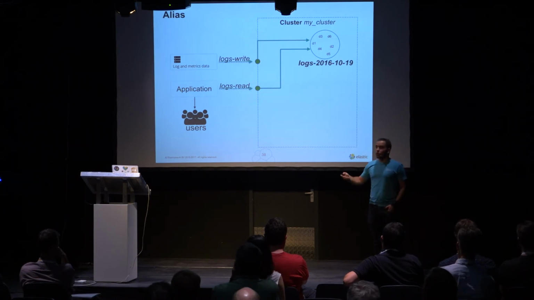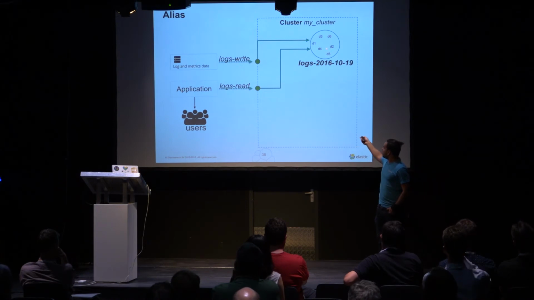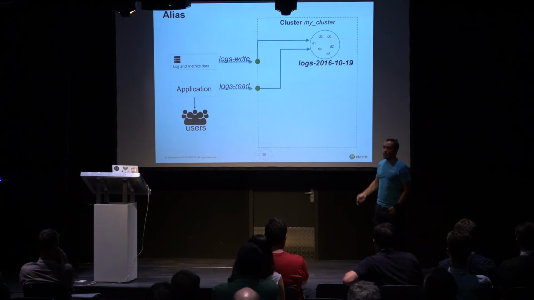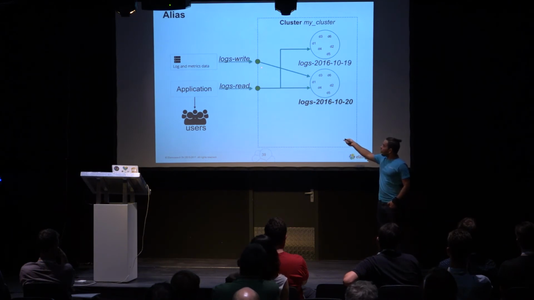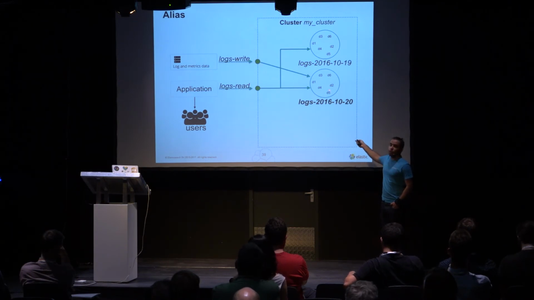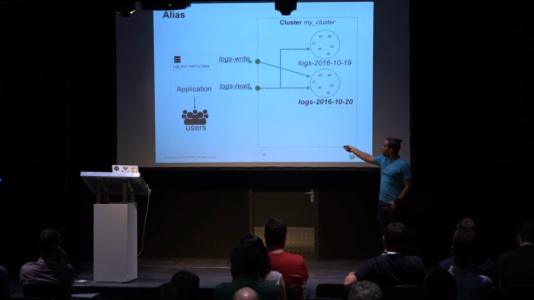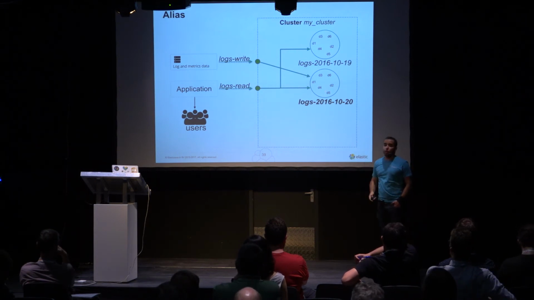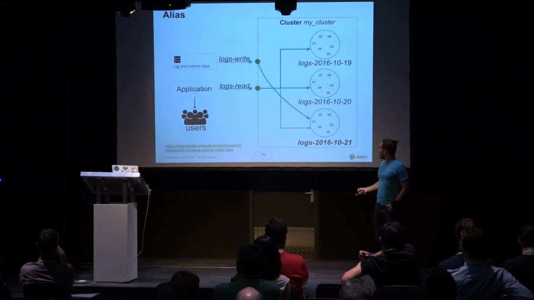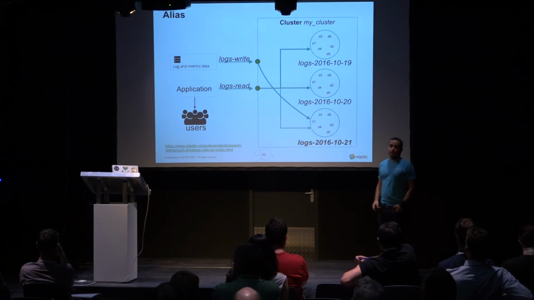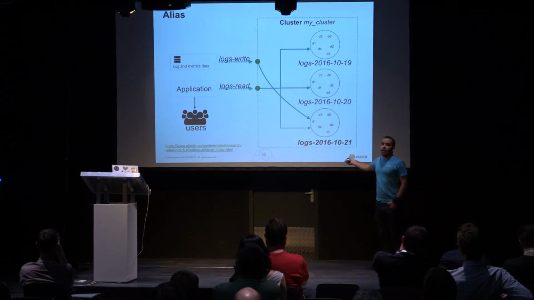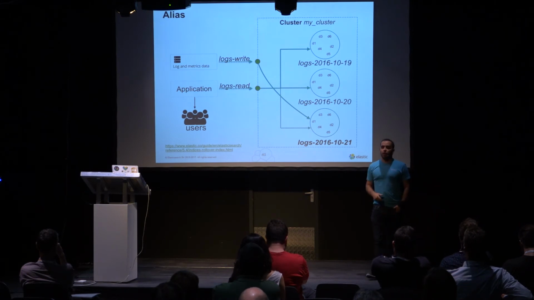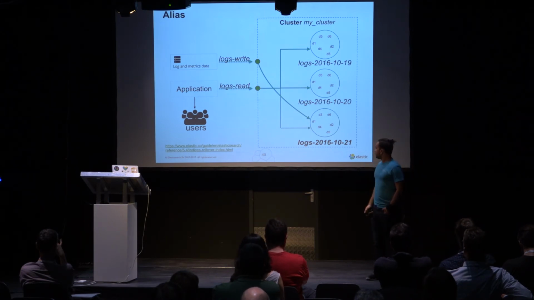So the first day that you create the index, you are writing to this index and reading from this index. But then the next day, you can change the logs write. This is the alias pointing to the new index we want to write. And the logs read is going to be pointing to both. And then on the third day, you can do the same thing. And more than that, you can add the alias to the template. So as you create a new index, it will automatically apply the alias to that index.